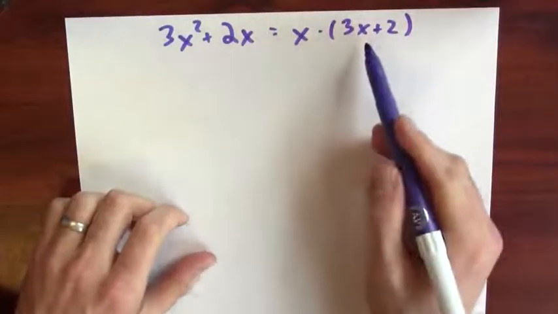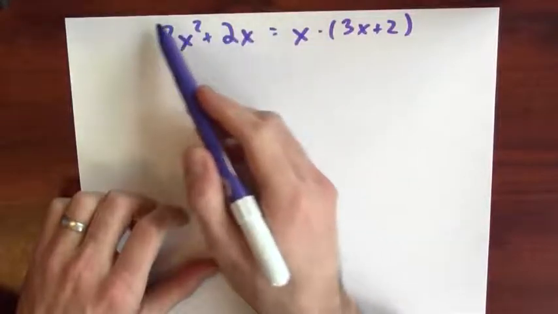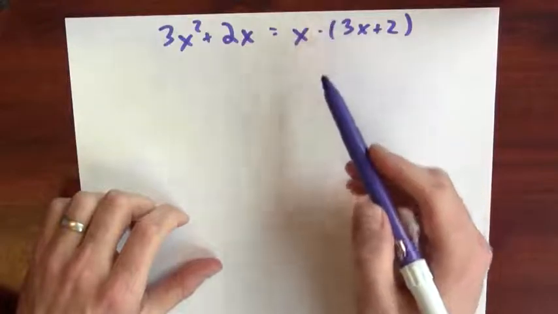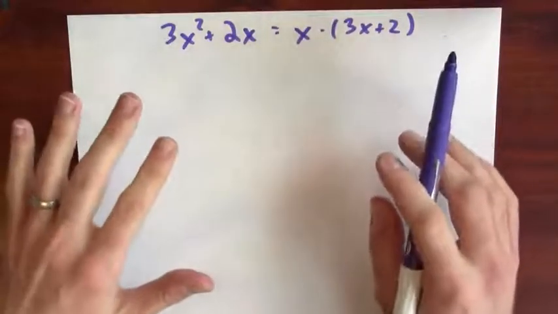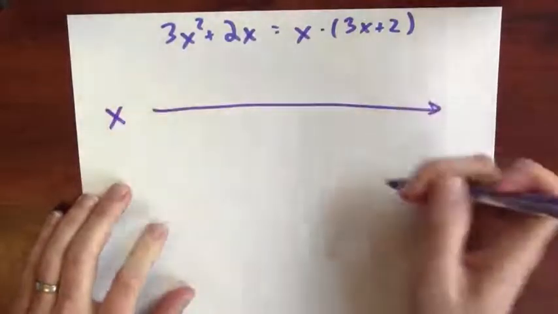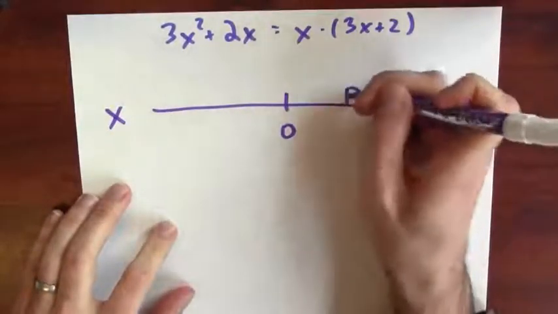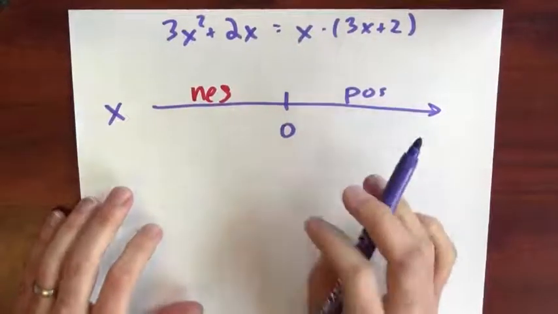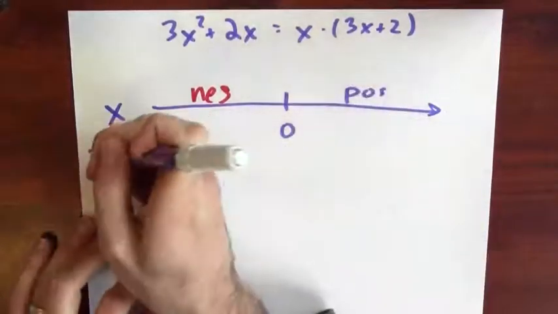And once I've factored it like this, I can figure out the sign of this by figuring out the sign of these two terms separately. To visualize this, I'm going to draw a couple number lines. So x, here's a number line. x is positive when x is bigger than 0, and negative when x is less than 0. That's not too complicated. What about 3x plus 2?